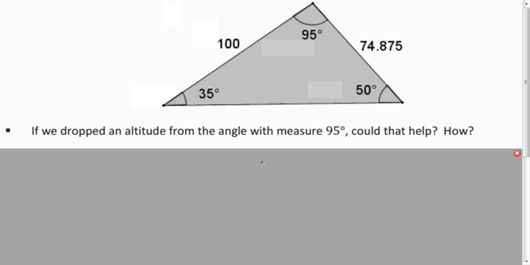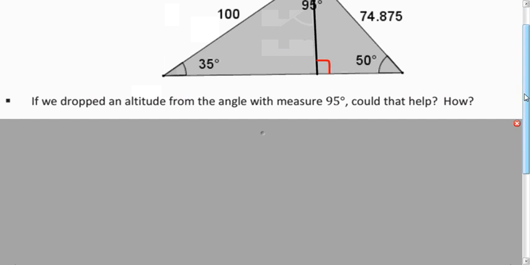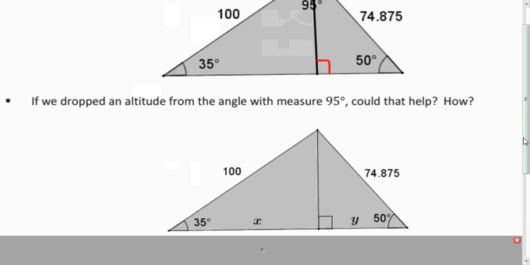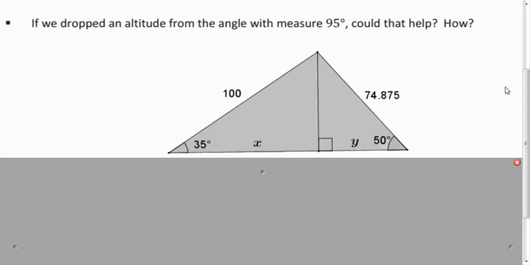Well, what would happen if we dropped an altitude from our 95-degree angle? Is that helpful? Well, if we do indeed drop an altitude, then we have a right angle here, and then we'll have two right triangles. And once we have two right triangles, then we can just use trigonometry to figure out the length of that third side, to see how much fencing she needs. So the goal now is to figure out what x plus y is.